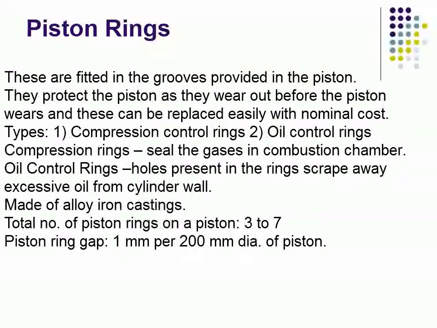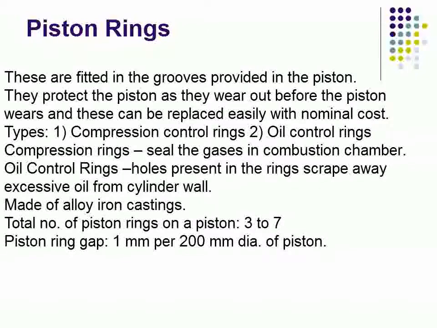as they wear out before the piston wears, and these can be replaced easily with nominal cost. Piston rings are of two types. First is the compression control rings, and the second is oil control rings. Compression rings seal the gases in combustion chamber, whereas holes present in oil control rings scrape away excessive oil from cylinder wall.